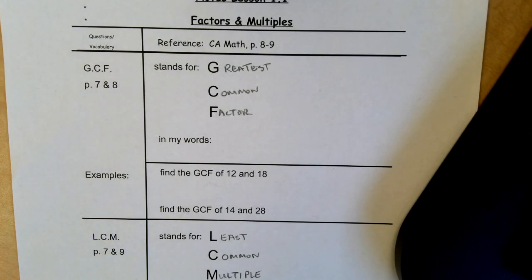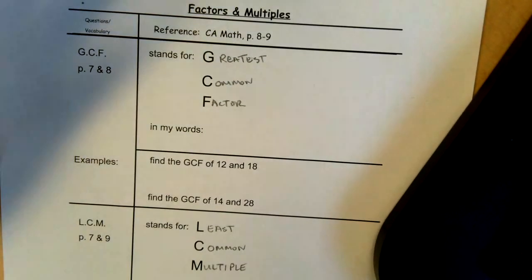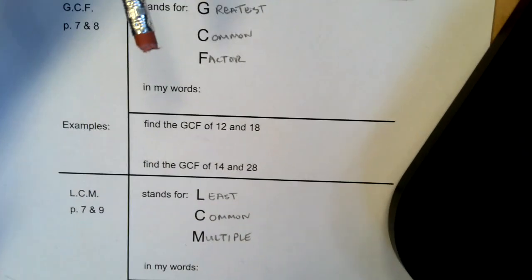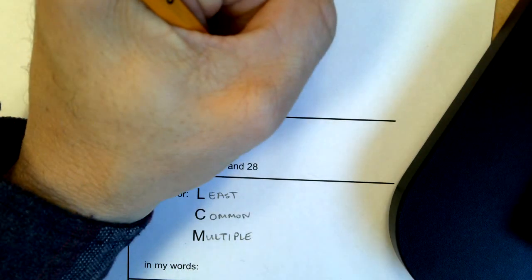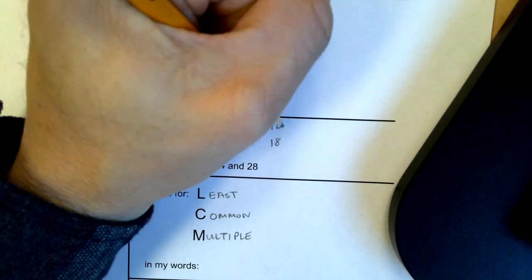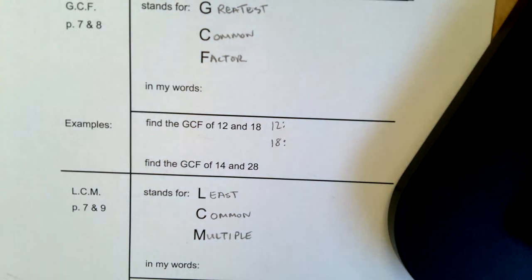So there's a couple different ways you can do this. I'm going to show you the longer way first and then the shorter way second. So GCF of 12 and 18. So we are looking for the biggest number that will go into, that is a factor of both 12 and 18. Make that a little bit bigger.